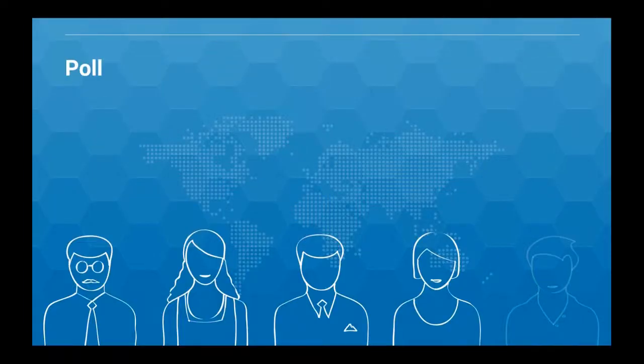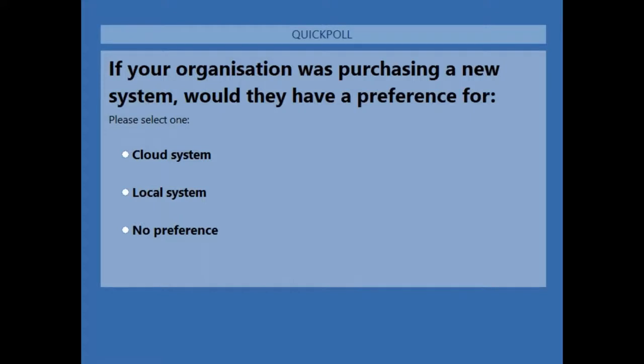I've closed that poll, so I'm just going to launch the next one for you now, which you should see in front of you. We were really keen to get a better understanding, hence this question. If your organisation was purchasing a new system, would you have a preference for a cloud system, a local on-premise system? That's more of the traditional approach where CADCORP, for example, would install applications on your own infrastructure. You'd have full control in terms of updating and maintaining that infrastructure, or don't you have a preference?